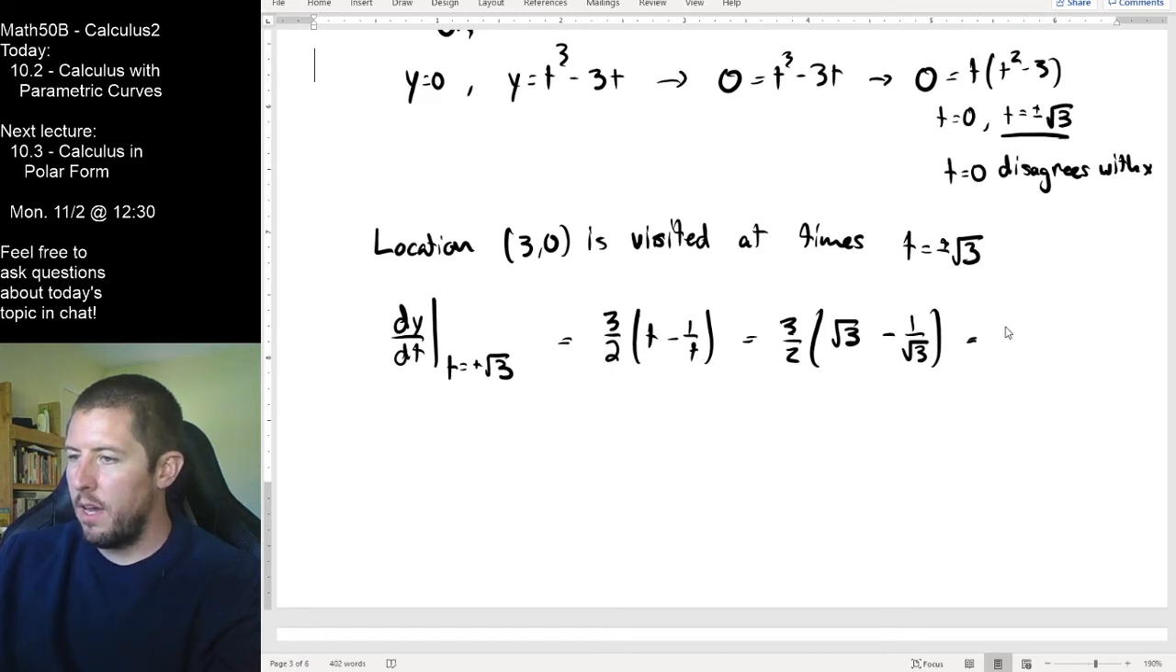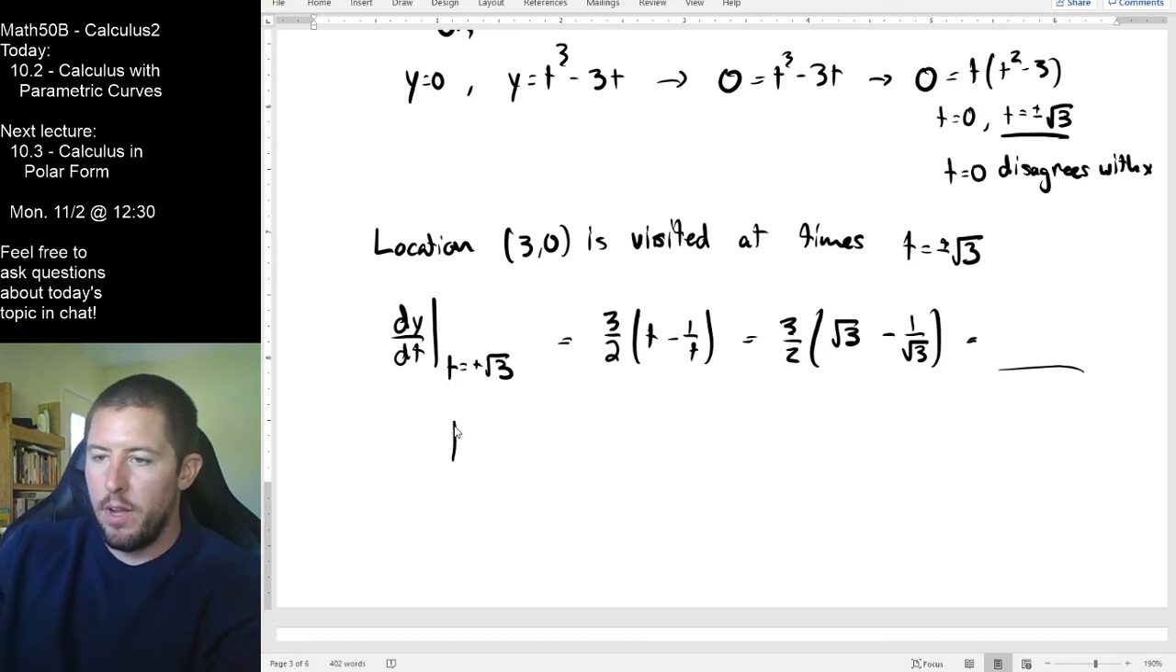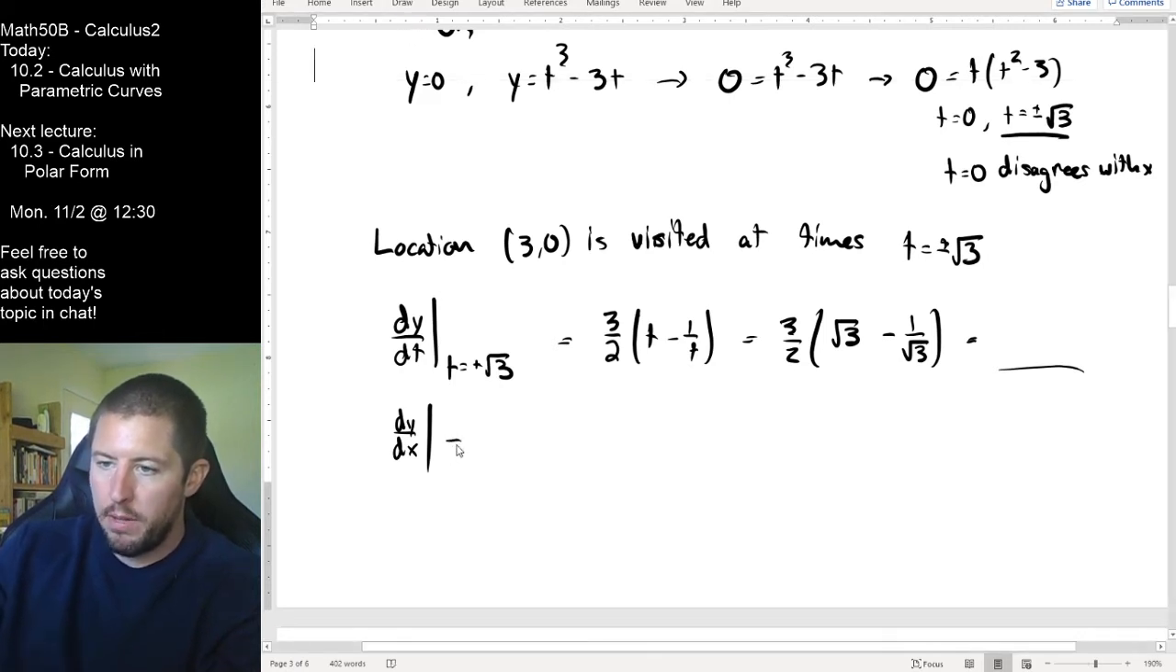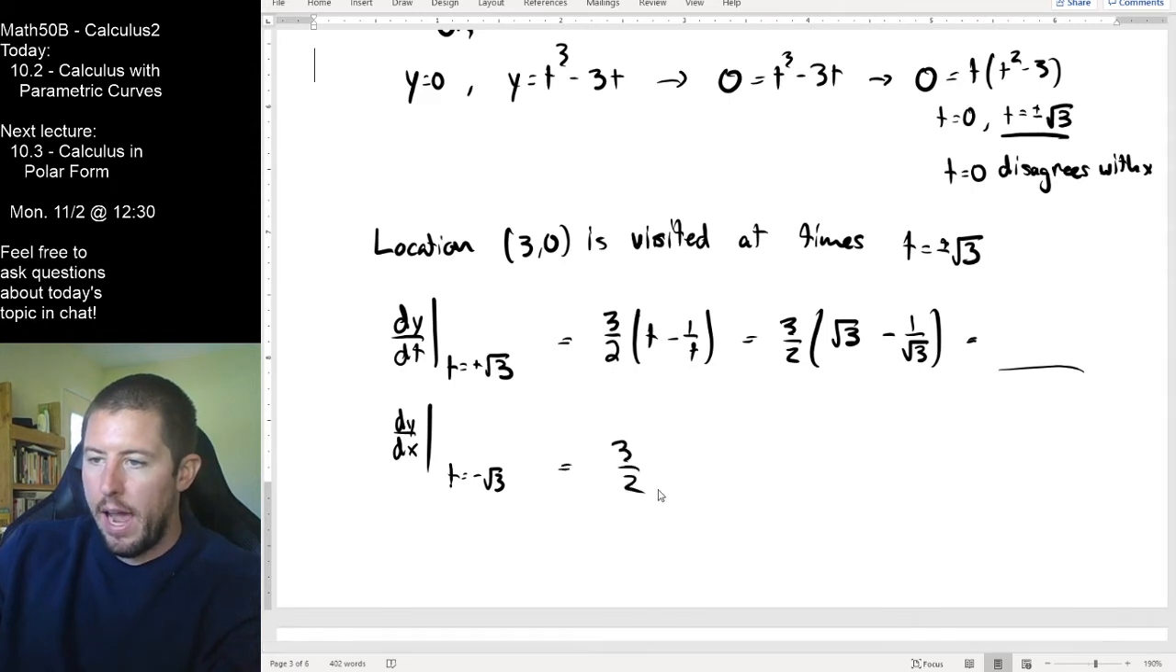Let's do it like this. Well, okay, whatever, I'm not going to clean that up right there. The point is we could then do dy dx evaluated at, holy cow, what am I writing over there? I'm writing everything out of order, in weird places. Okay. dy dx at t equals negative root 3, and we're going to get 3 halves times negative root 3 plus 1 over root 3 right there.